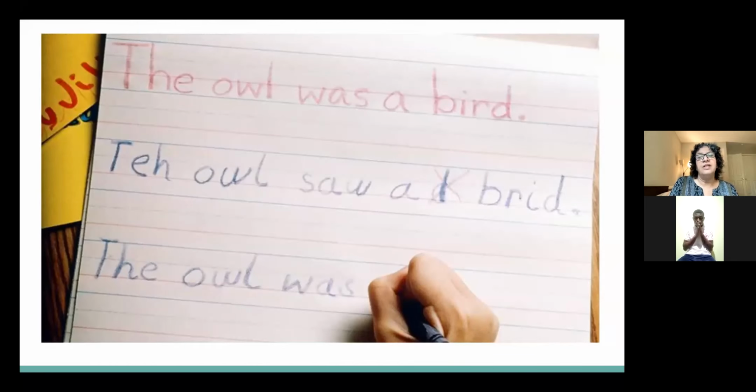And here, the child has to copy the sentence, the owl was a bird. See the challenge with sight words, how they have copied TEH. Owl is written fine, was became saw, a bird became brid.